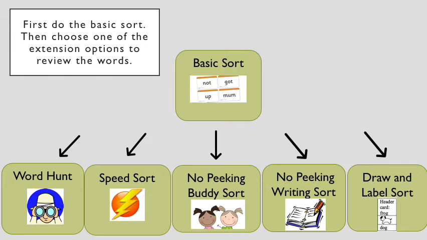So after the basic sort, they can choose if they want to do a word hunt, speed sort, a no peeking buddy sort, a no peeking writing sort, or a draw and label sort. In the following slides, we'll talk about how to do all of these different extension options. Generally, I will let your child choose which one they want to do. If one of the activities particularly lends itself well to the sort that your child is working on, then I will give that recommendation.